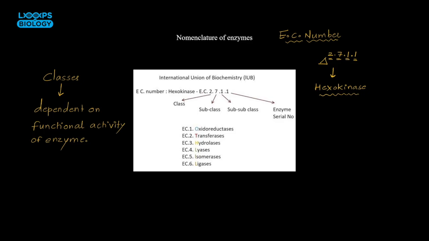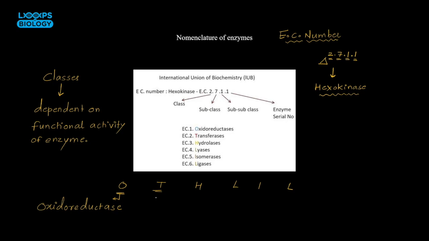Got my point? So there are a total of 6 classes: O, T, H, L, I, L. You have to remember this particular sequence as it is: OTH, LI, L. OTH little, you can remember like that. So O stands for oxidoreductase. Now what is oxidoreductase and all? We are going to cover everything in detail in the next video.